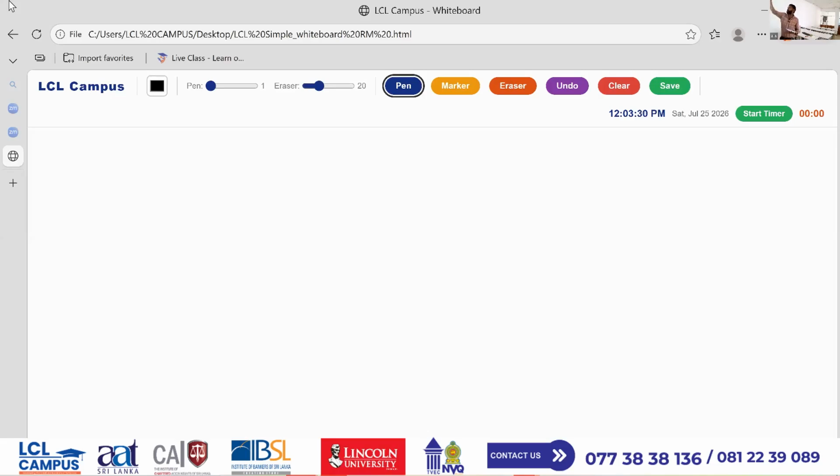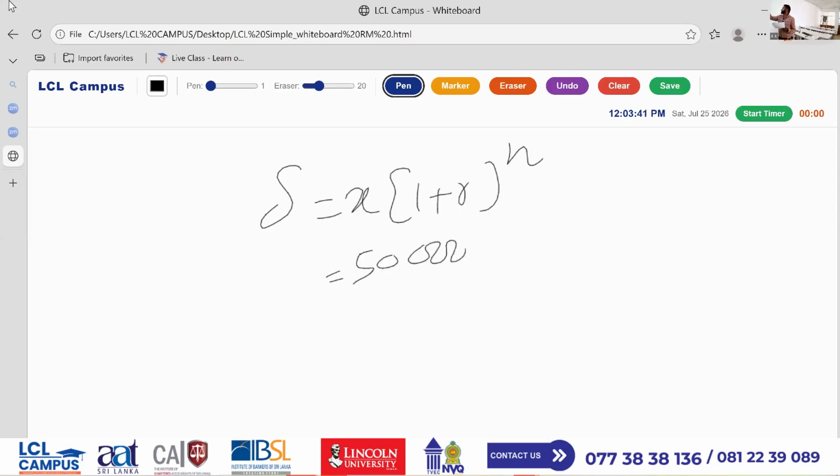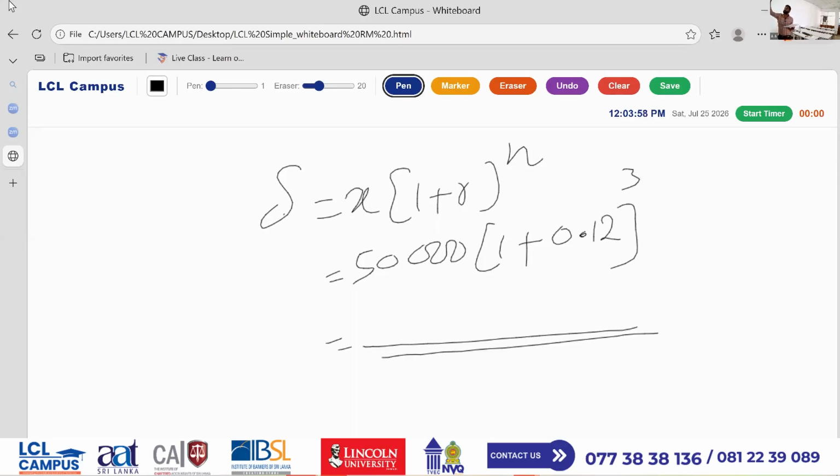Compound interest, no? S equals x times (1 plus r) to the power n. Invested 50,000, 1 plus 12%, 0.12, for 3 years. Right? Using this, you can find the total amount. Total amount we can find, but what is being asked?